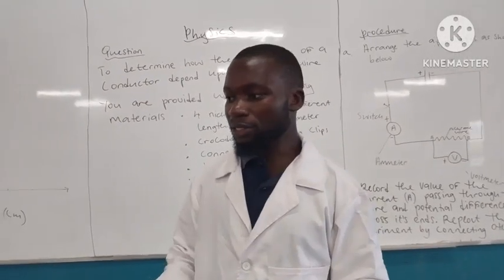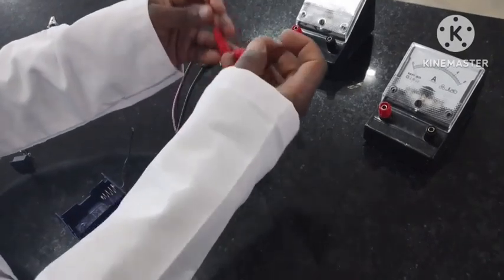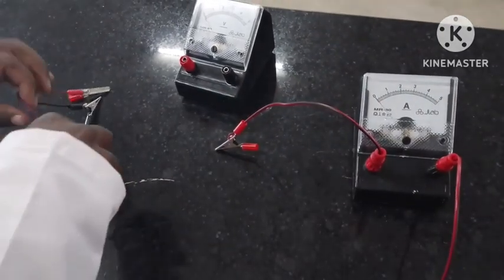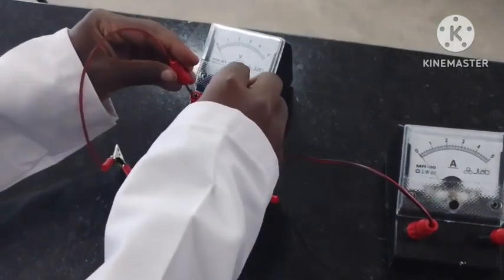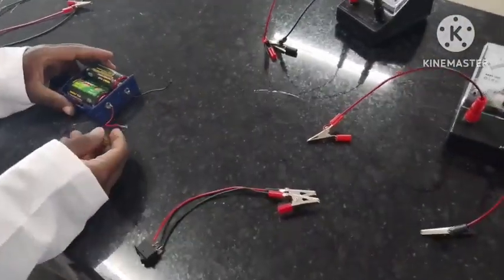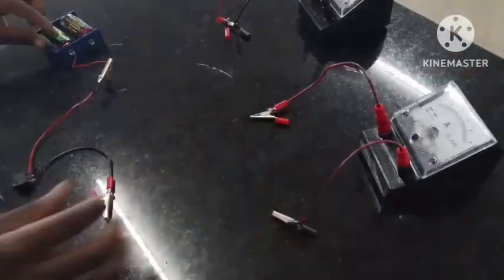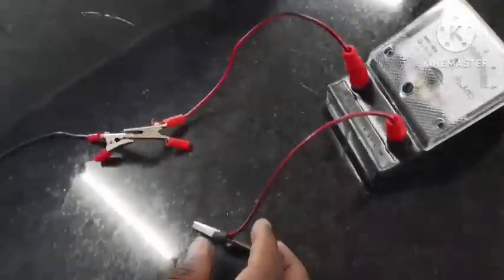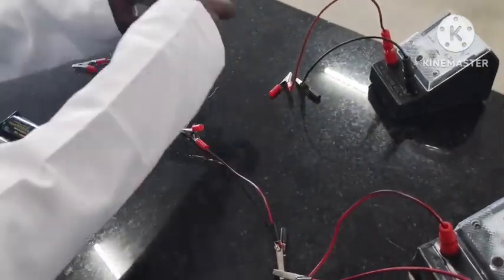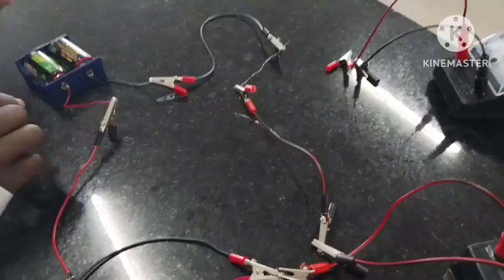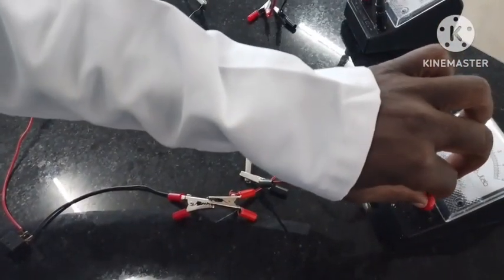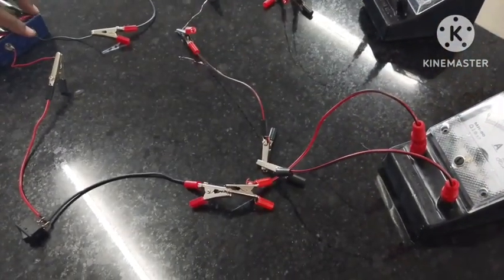We arrange our apparatus in this way. We connect the banana clips on the ammeter, so it will be like this. And then the same banana clips to the voltmeter. The positive side of a cell goes to the positive side of the ammeter, and the negative side of the ammeter is connected to the negative side of the cell.